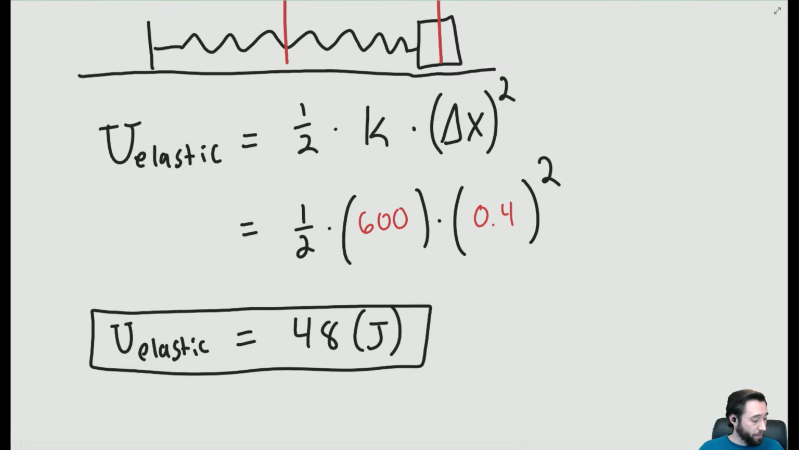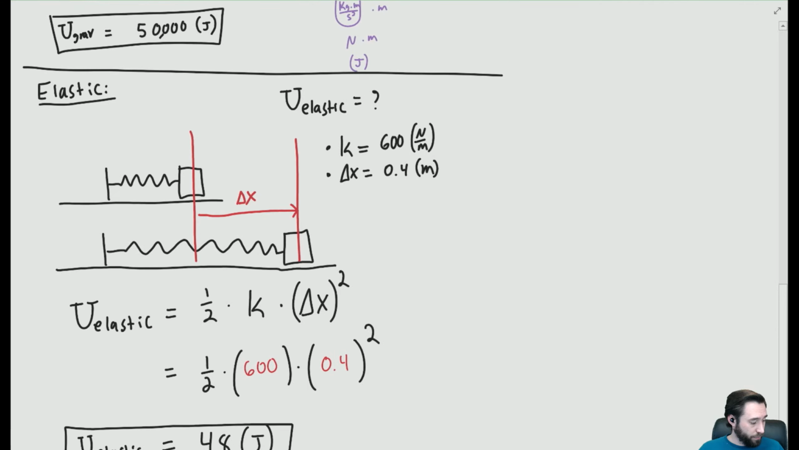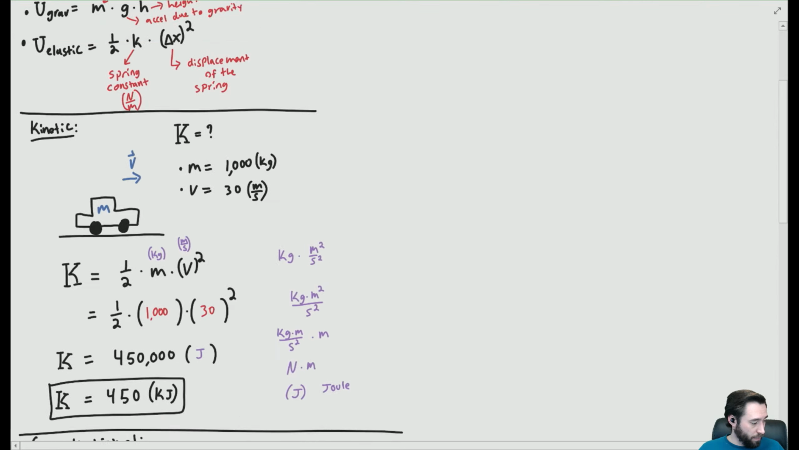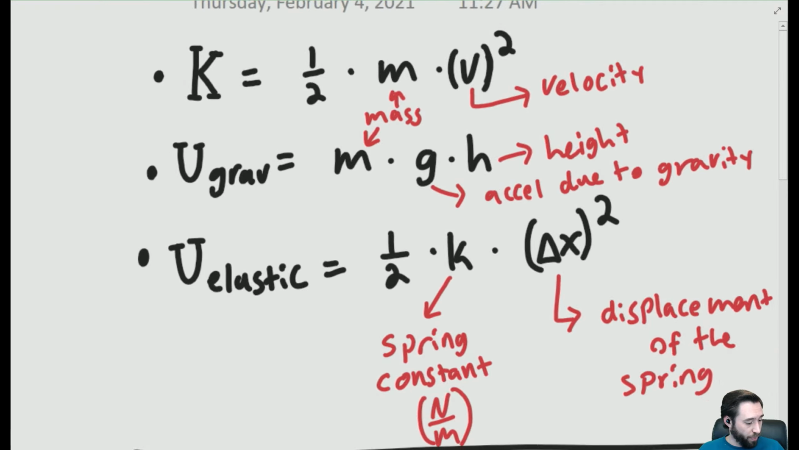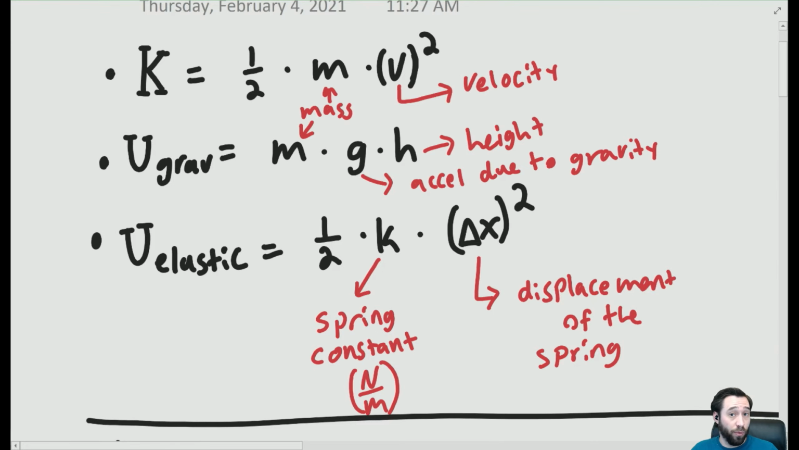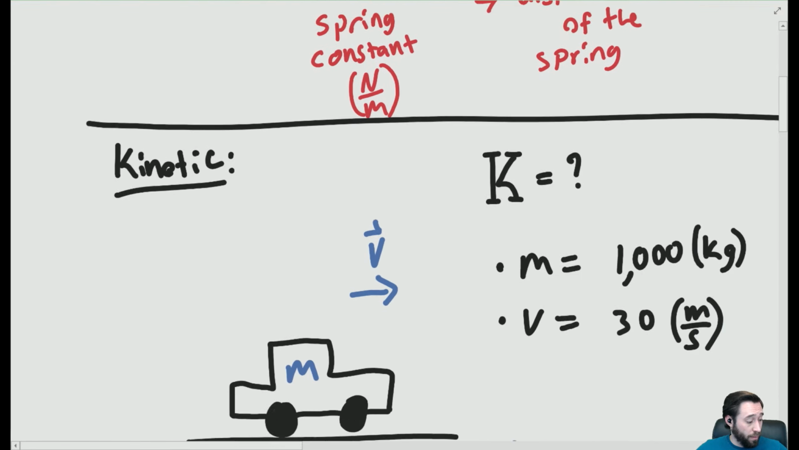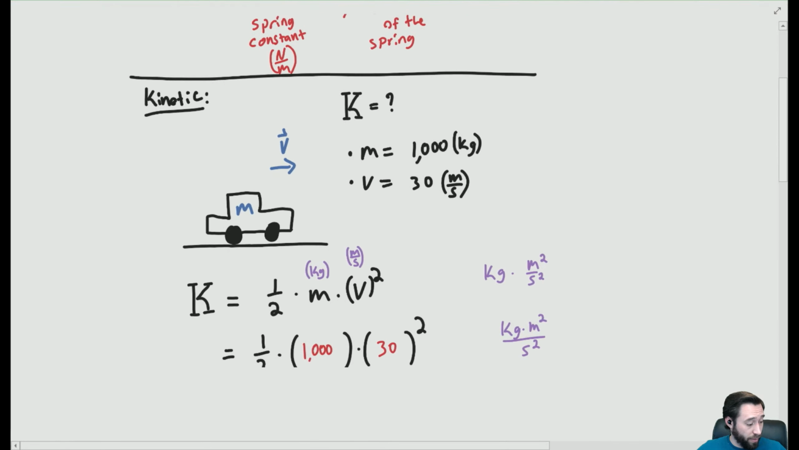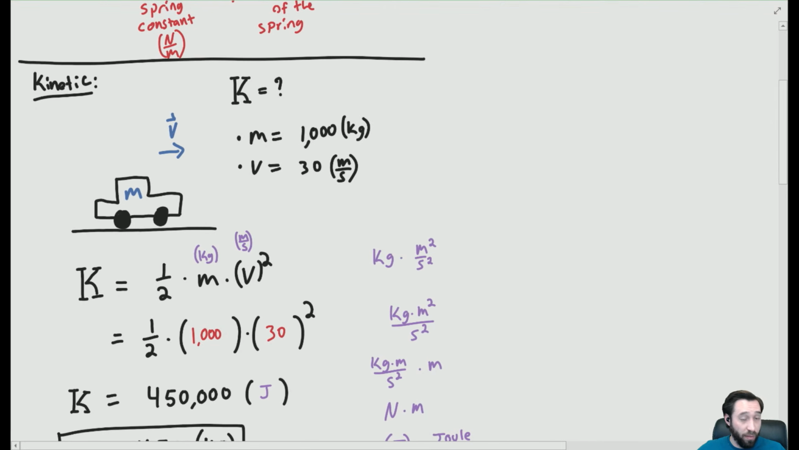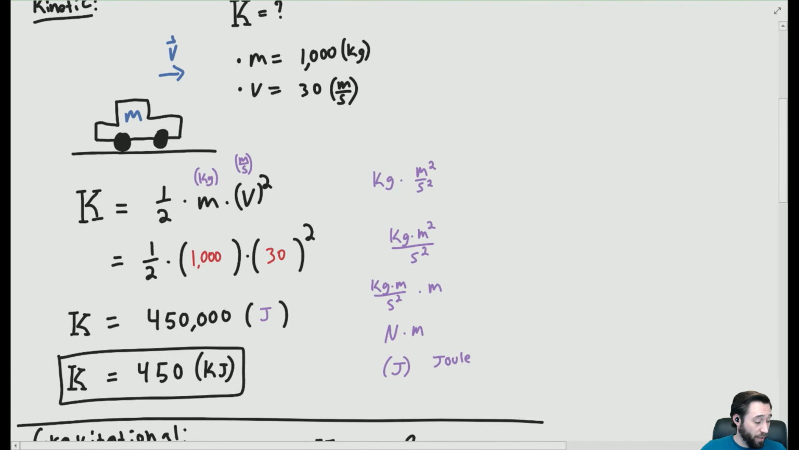Okay. So what we did today was we briefly went over what the equations were for the kinetic energy, the gravitational potential energy, and the elastic potential energy. We went through an example with kinetic energy here. We were given the mass of the vehicle and the velocity of the vehicle, and with those two pieces of information, we can get the kinetic energy of the vehicle.